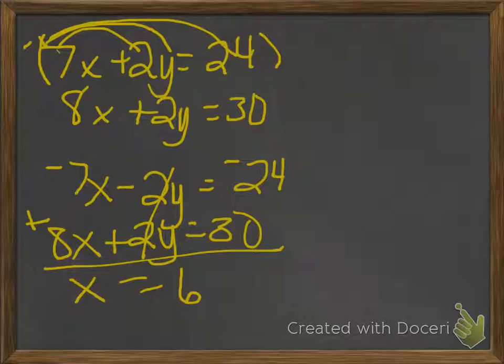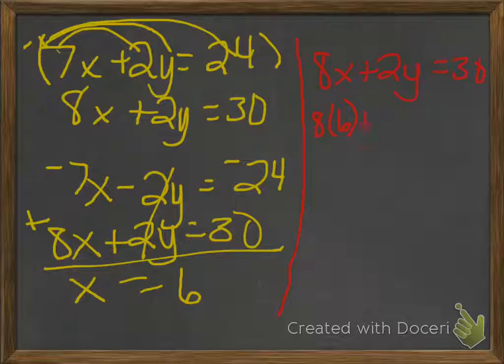So the x value in that solution set is going to be a positive 6. But again, I'm not done. That is only half of the solution set. So now I have to go back and figure out what my y is. So I'm going to take one of these and use it to find my y. I'm just going to use the second one, right? So it becomes 8x plus 2y equals 30. Again, I could have chosen the first one. I still would have got the same answer. So again, I'm not going to plug in x. I'm going to plug in 6.